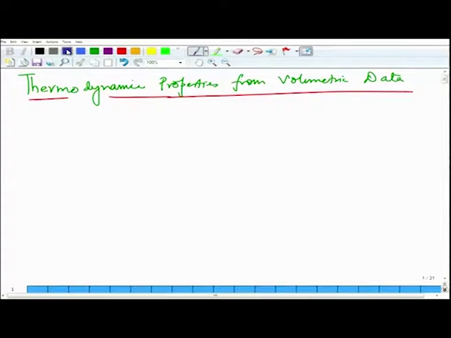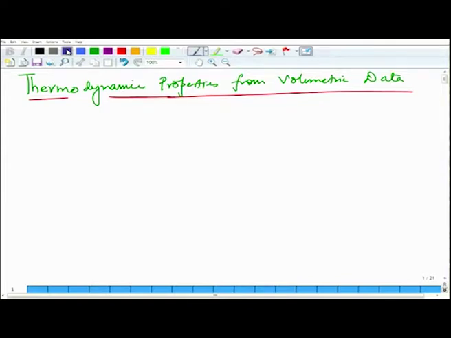Welcome back. We are going to start a new topic. It's thermodynamic properties from volumetric data. As we have already discussed earlier, we cannot measure enthalpy, entropy, and free energy directly. So these are not directly measurable quantities. However, we can measure the difference between them.